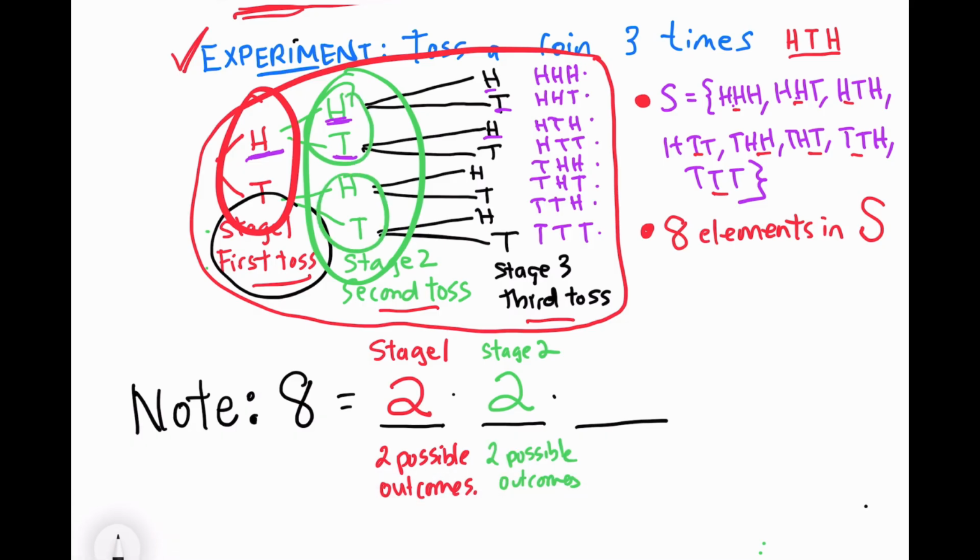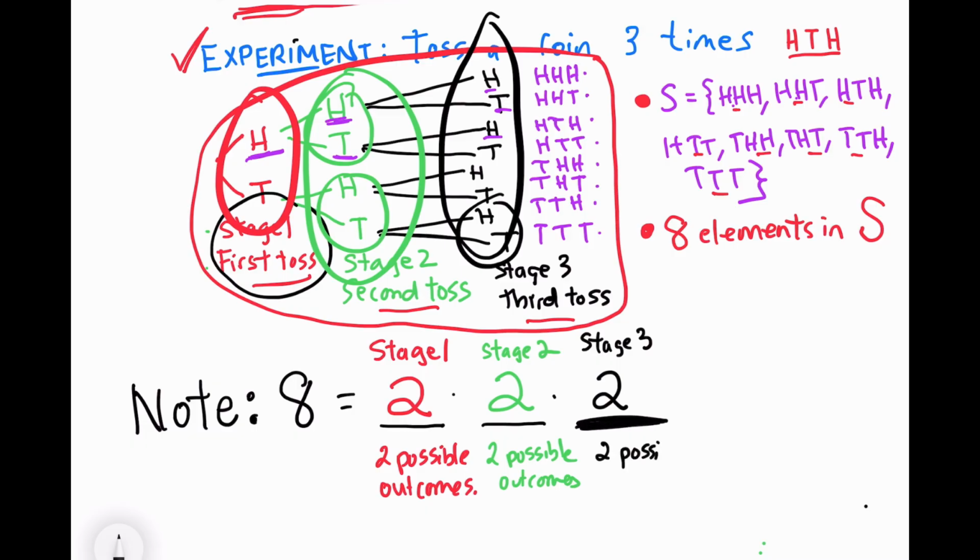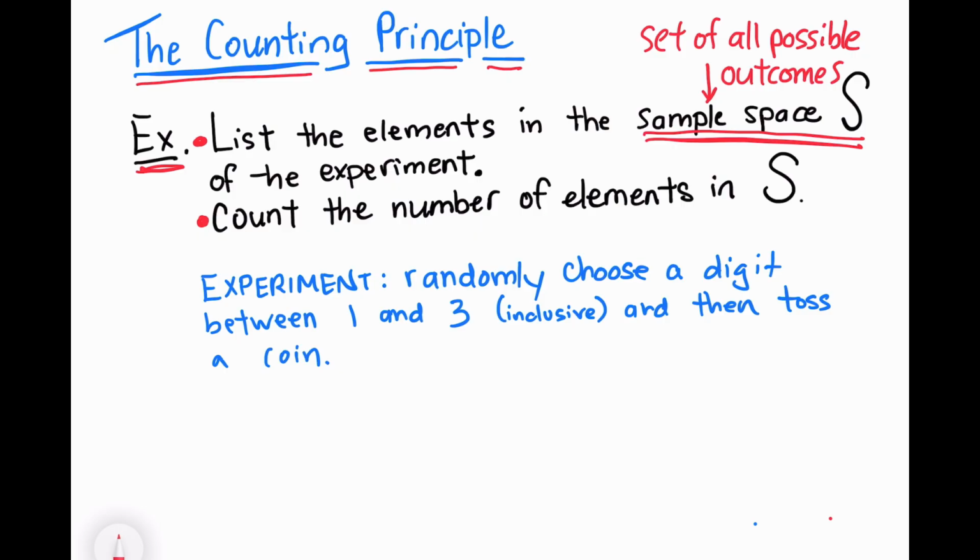And finally, if I look at stage 3, for each of these, there were 2 possible outcomes, heads or tails on that third toss. So note that the total number of outcomes in the sample space S, which was 8, is equal to 2 times 2 times 2. So let's do another example.